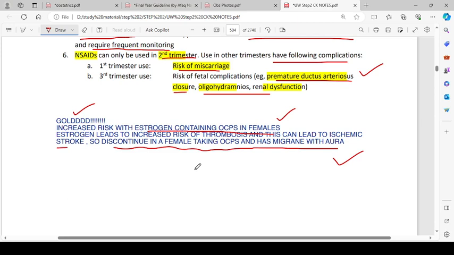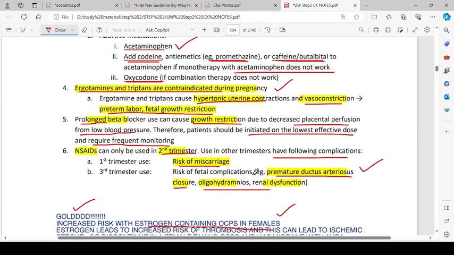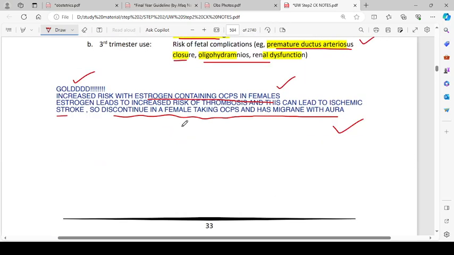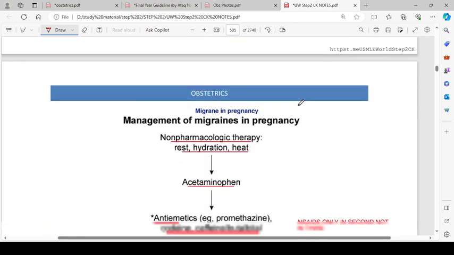Okay, so discontinue the estrogen containing OCPs in a female who has migraines with aura, because in that patient it can lead to ischemic stroke, right? Something like that. Estrogen leads to increased risk of thrombosis, and this can lead to ischemic stroke. So discontinue in a female taking the OCPs who has migraine with aura.